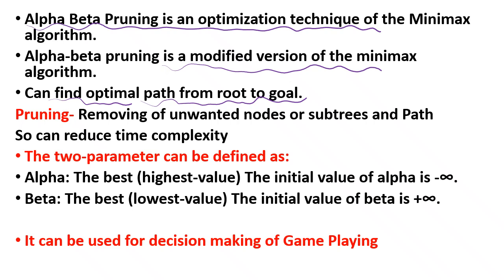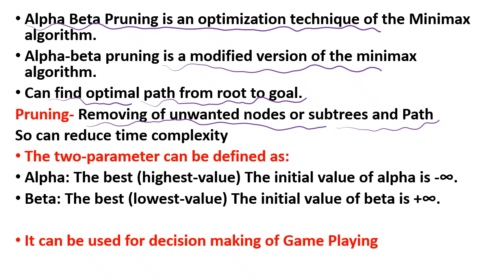What is pruning? Pruning is the removal of unwanted nodes, subtrees, or unwanted paths. By using the pruning concept, we can remove the unwanted paths, nodes, or subtrees. So we can save time and reduce the time complexity and space complexity.